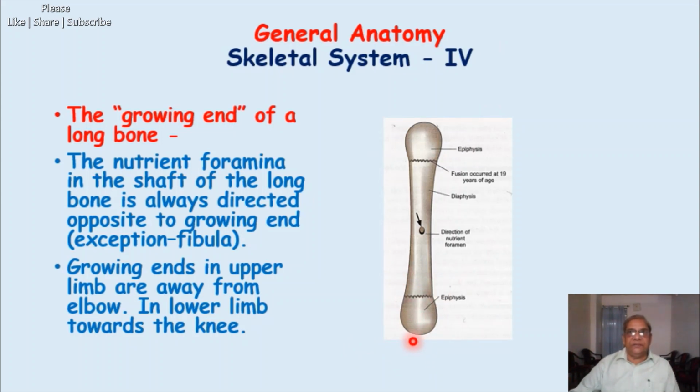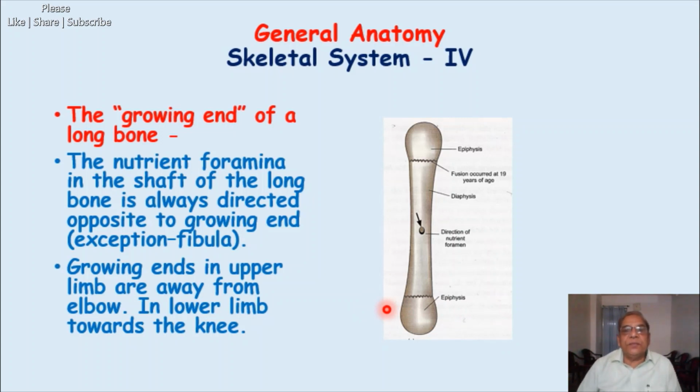And once again I will repeat for the lower limb. It is the lower end of the femur which is the growing end, and it is the upper end of the tibia and fibula. They are the growing ends.